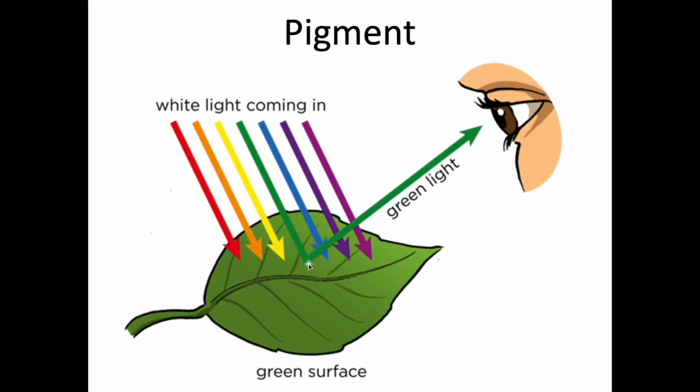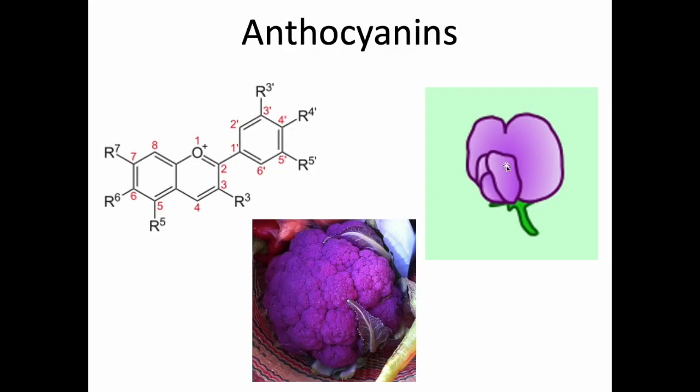Here were green pigments reflecting green to your eyes and absorbing everything else. These things look purple to your eyes because this pigment reflects purple back to your eyes and absorbs all the other wavelengths of visible light. So that's why these things are purple, but where do these anthocyanin pigment molecules come from?